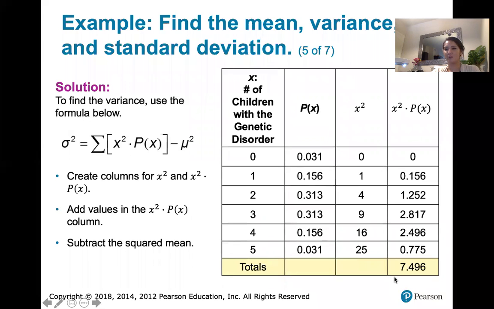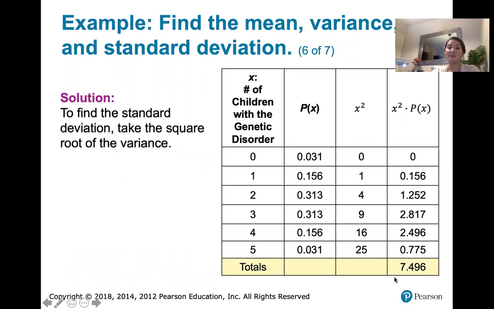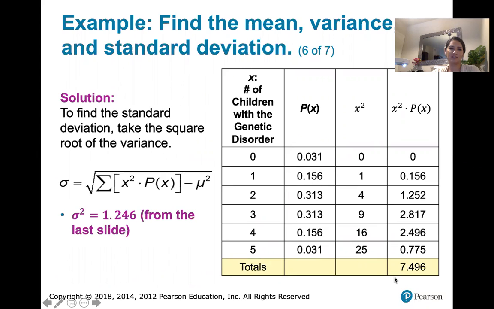And we get the 7.496. We subtract the 2.5 squared, and we get that 1.246 children squared. Now, if you want standard deviation, this is a measure of the variation in those probabilities. You just take the square root of that answer that we just found. So we had that 1.246 children squared for our variance in the last slide. Take the square root of that, and you get 1.116 children.